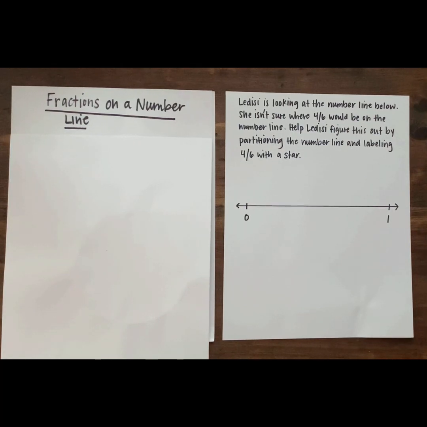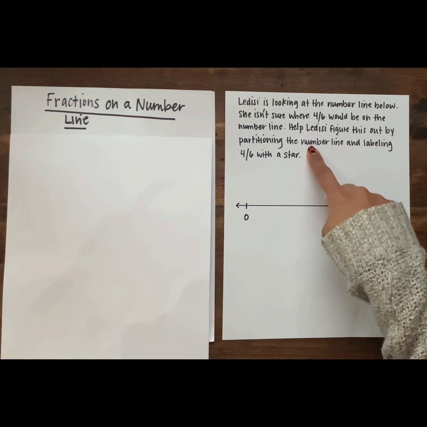Yesterday, we started working with fractions on a number line. We partitioned a number line into different fractional parts and labeled the unit fractions. Today, we're going to continue that work as we look at a number line and figure out how to place or identify any fraction on a number line. Let's take a look at the problem of the day.